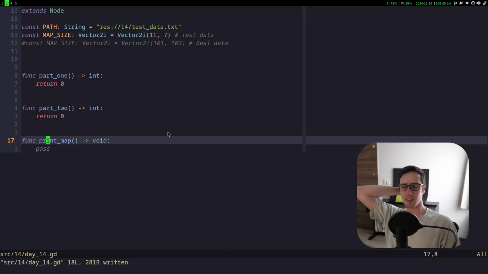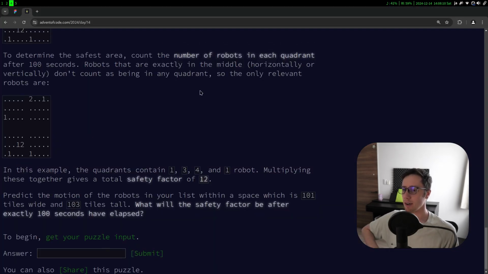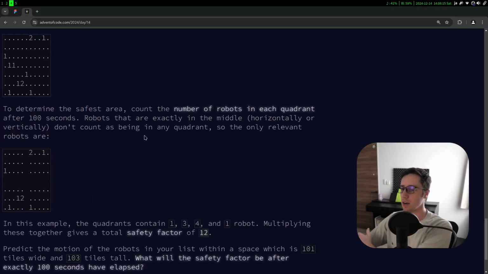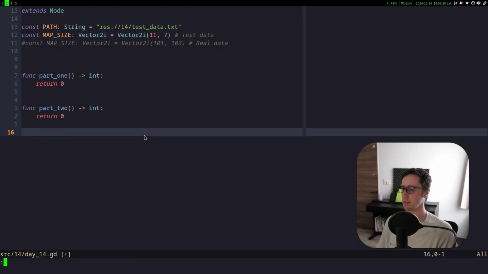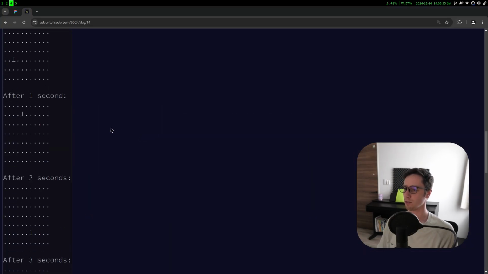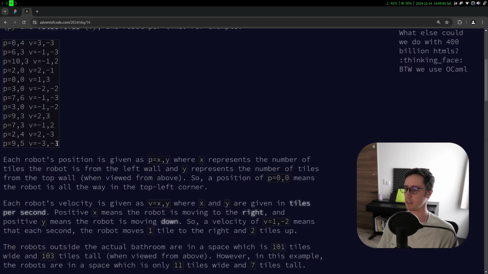Okay, so I think I should probably create a class for the robots, move them within 100 seconds, and count the number of robots in each quadrant after 100 seconds. This is actually a very easy thing to do. I don't even think I would need to print the map, to be honest. I just take the steps that they do from the test data, so we have this.